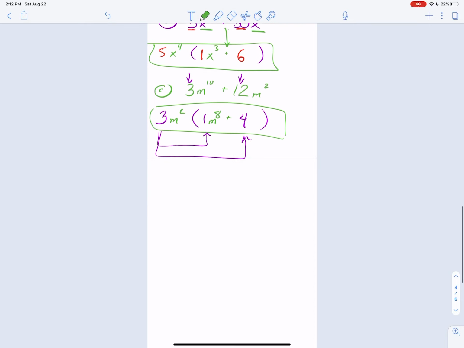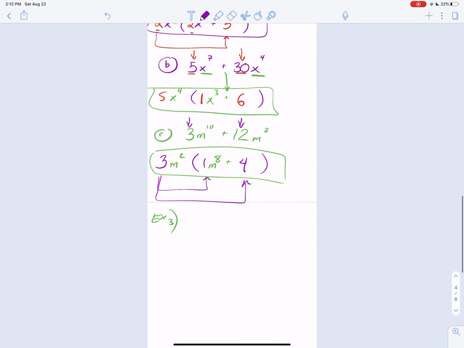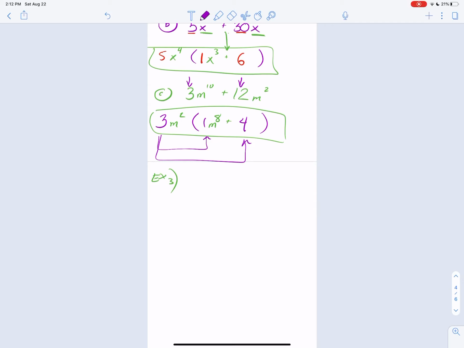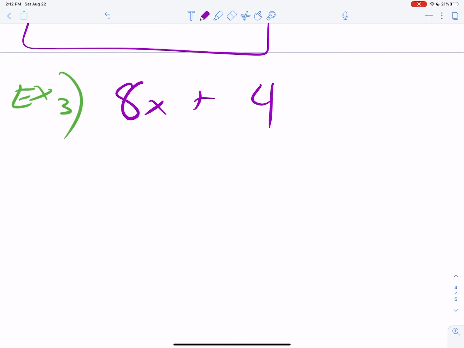Now, here's the last one. Example 3. Now, I only put this in here because people tend to flip out when this happens. Let's say you had 8x plus 4. All right? Pause and play, all right? Try it on your own.